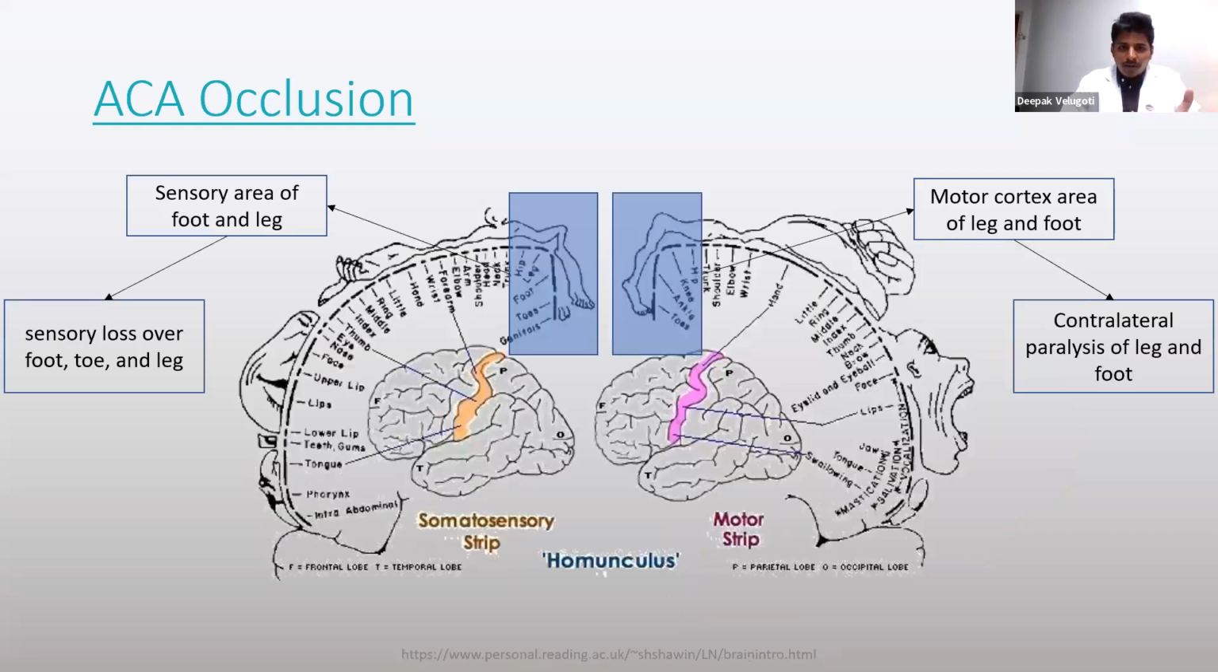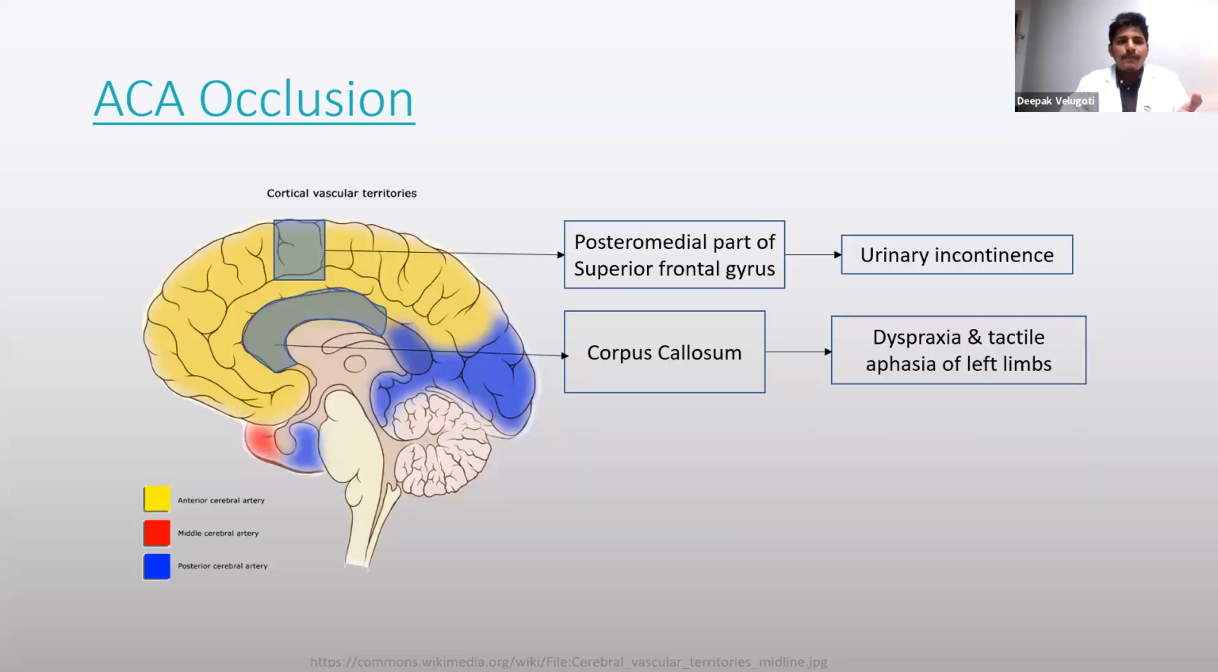And coming back to the homunculus, this is a representation of the body over the motor and somatosensory area. In case of anterior cerebral artery occlusion, the patient develops sensory and motor loss over the lower limbs, and finds themselves unable to move their lower limbs and cannot feel sensation over the legs.